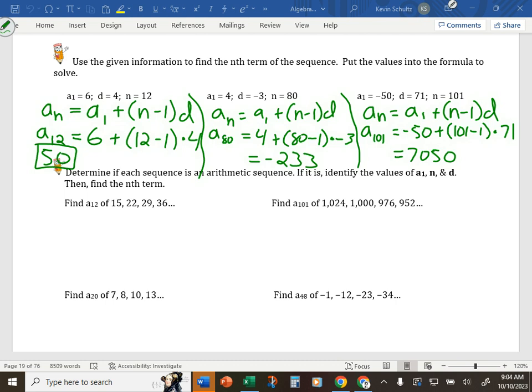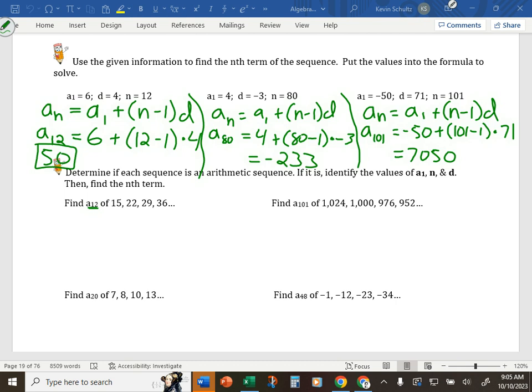Next section says determine if each sequence is an arithmetic sequence. If it is, identify the values of A1, N, and D, then find the nth term. Find A12, the 12th term of 15, 22, 29, 36. An arithmetic sequence only works if you have a common pattern with addition or subtraction. Is this an arithmetic sequence? Yes or no, and tell me why. Aiden? Yes, because you're just adding something. Right, it's a pattern with addition, and that pattern is common, adding 7 each time.